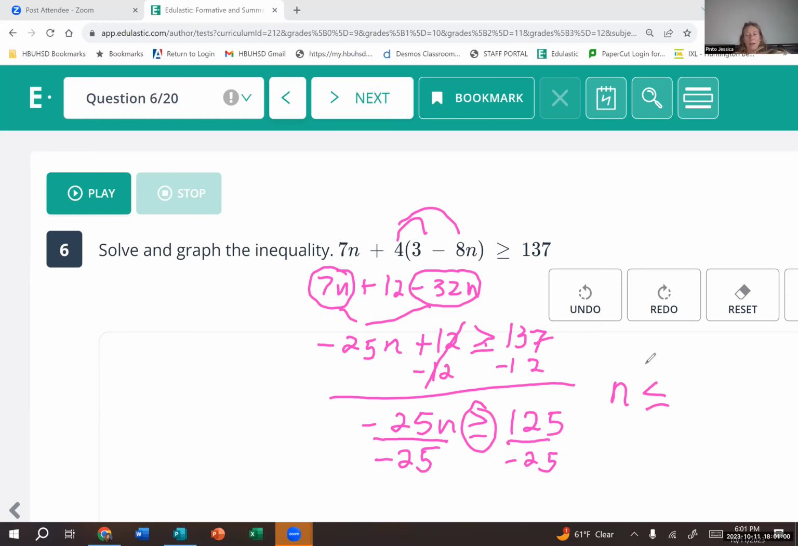That's going to give me the answer of, so 125 is 5/4, so negative 5. So we're going to have the closed circle this time, and less than goes towards negative infinity. Okay. Put that at negative 5.